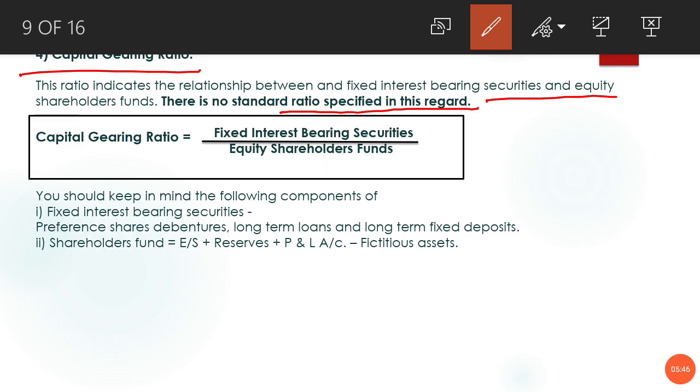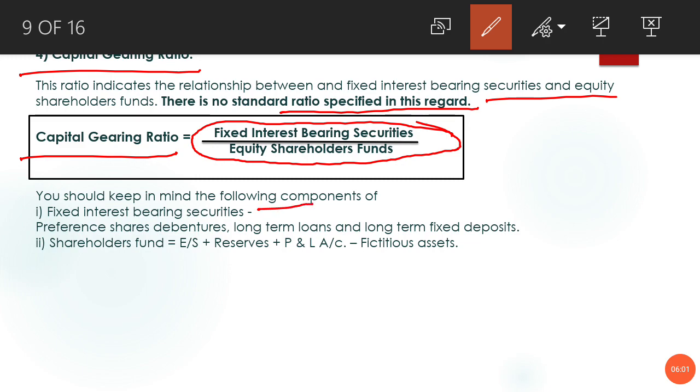This ratio can be calculated as follows. Capital gearing ratio is equal to fixed interest bearing securities divided by equity shareholder funds. You should keep in mind the following components. First, fixed interest bearing securities: preference shares, debentures, long-term loans and long-term fixed deposits. Second, shareholder fund: equity share capital plus reserves plus profit and loss account minus fictitious assets.